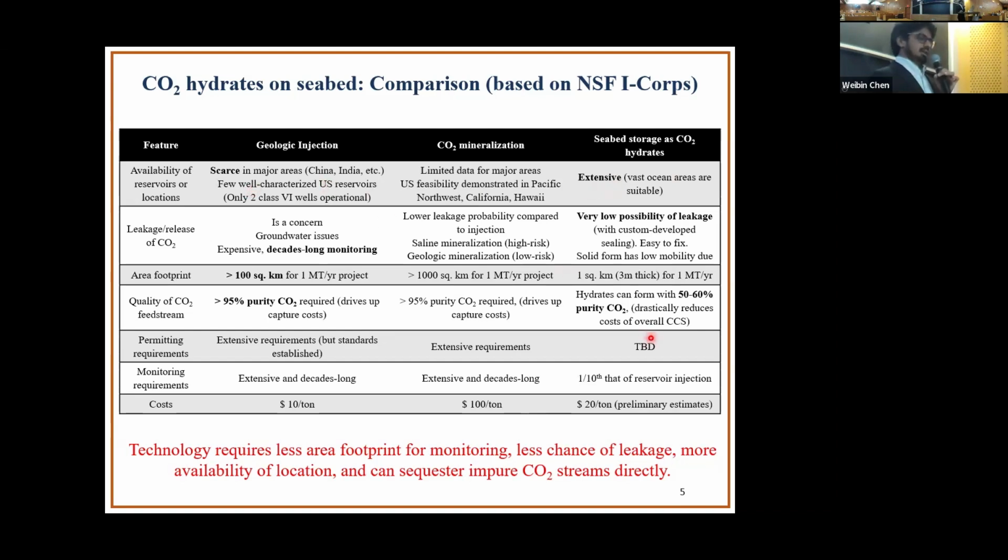And lastly, and most importantly, for geological storage we need higher purity CO2 streams, more than 95%. But for hydrates, because it can also be looked at as a means for carbon capture, you can work with 50-60% purity. So this drastically reduces overall CCS costs, because we know that carbon capture cost is a major component of the overall cost.